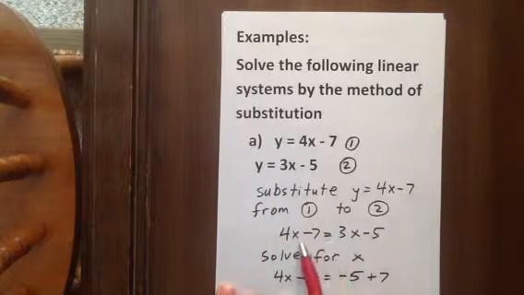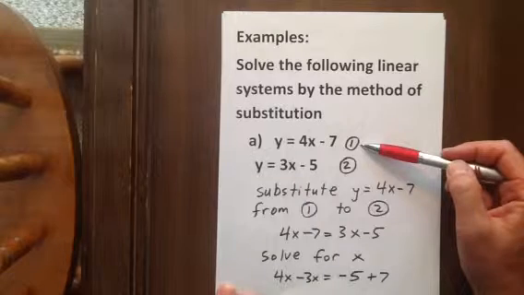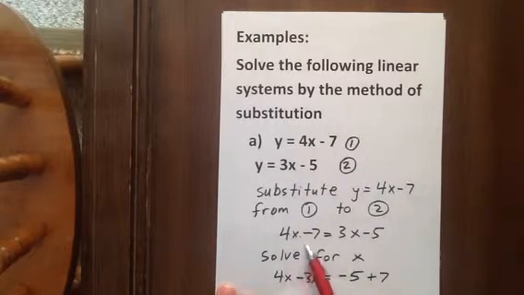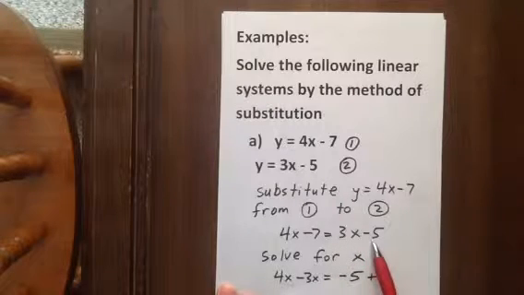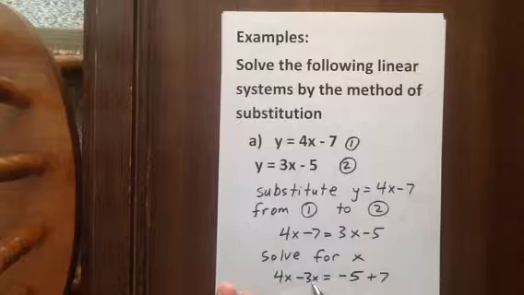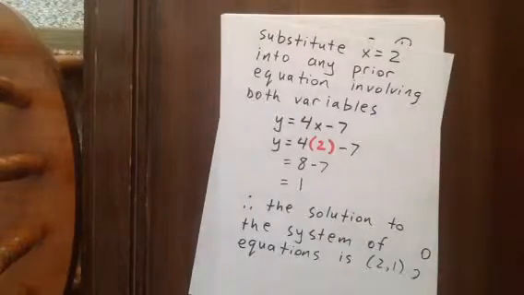And when we do that, sub the y equals 4x minus 7 from equation 1 into equation 2, we end up with 4x minus 7 equaling 3x minus 5. We then solve for x. We can say 4x minus 3x equals negative 5 plus 7, or in other words, x equals 2.